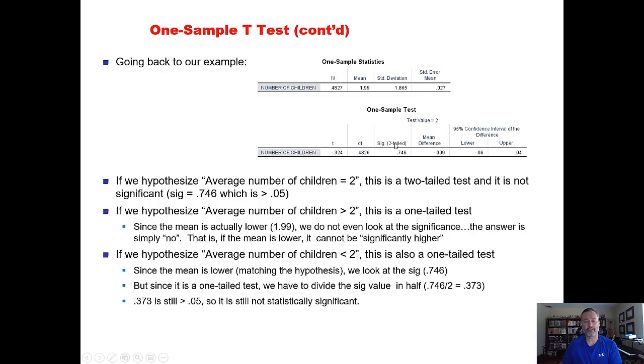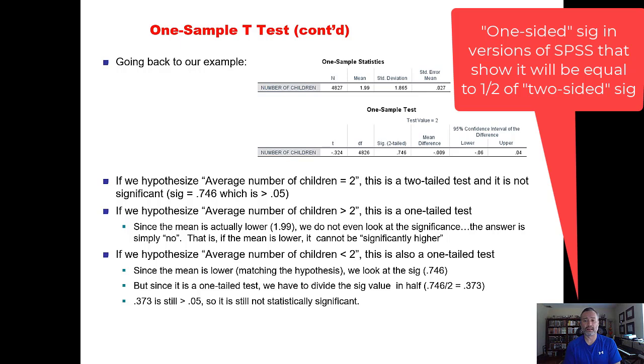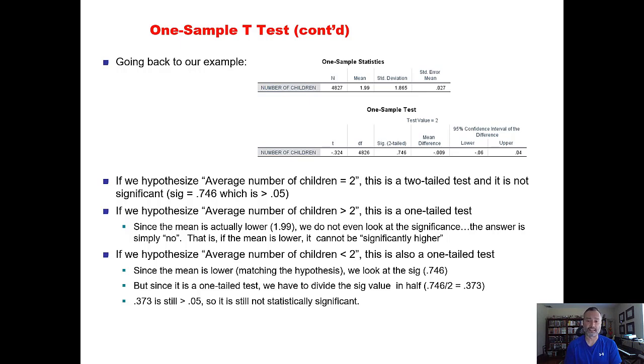So when you are running a one-tailed test, which again is just based on the question that you're asking, you have to take the two-tailed significance and divide it by 2. And so in this case, the sig value for the one-tailed test of whether the average number of children is less than 2 is 0.746 divided by 2. It ends up being 0.373, which is still greater than 0.05, so it's still not statistically significant. But that is the process by which you evaluate the output from SPSS to interpret your results of your one sample t-test. So that's just one example.